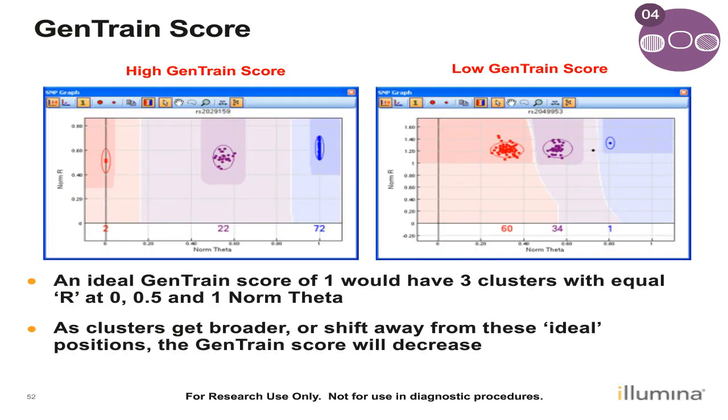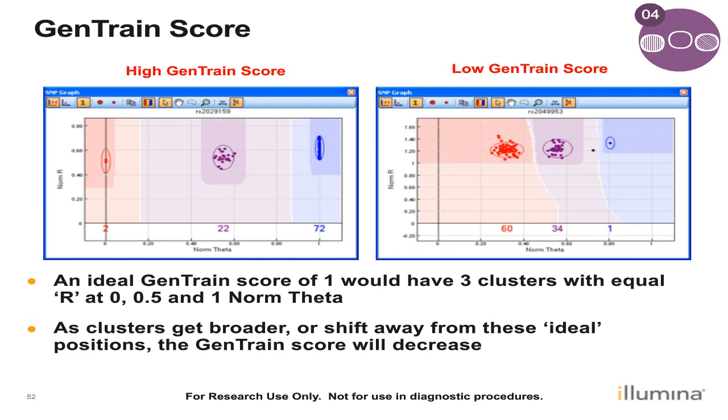The software runs the GenTrain algorithm to determine the clusters, and when it does this, it assigns a GenTrain score to each SNP. Here are some examples. On the left is a high GenTrain score for a particular SNP. An ideal GenTrain score would have 3 clusters where you have equal R at 0, 0.5, and 1 norm theta. So these show ideal cluster positions and distribution.